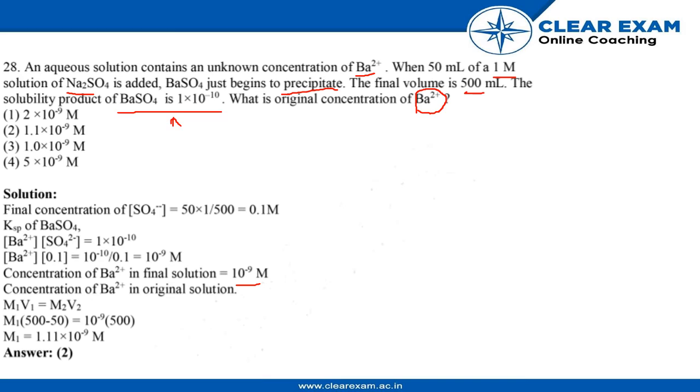The concentration of Ba2+ in the original solution can be found using M1V1 equals M2V2. So M1 into (500 minus 50) equals 10 to the power minus 9 into 500. So M1 equals 1.11 into 10 to the power minus 9 molar, which is answer number 2. So this option is the correct option.